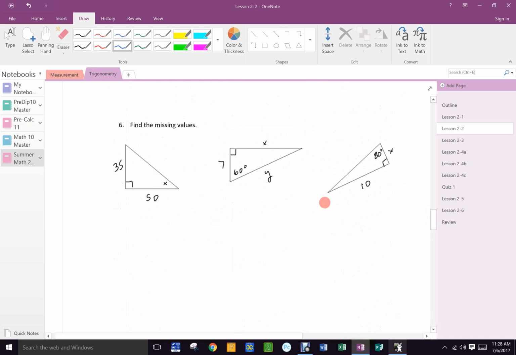All right. I told you I want these three set up. So in this first one, what's my theta? And once I have the x, what's my opposite? What's my adjacent? 50. Let's go to this one. What's my theta? 60. What do I know? Opposite is x, adjacent is 7, and my hypotenuse is y, which means I have to do Pythagoras.